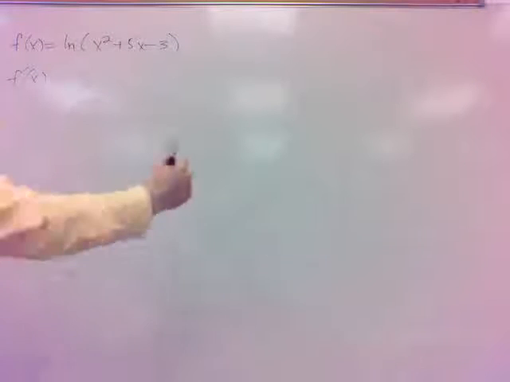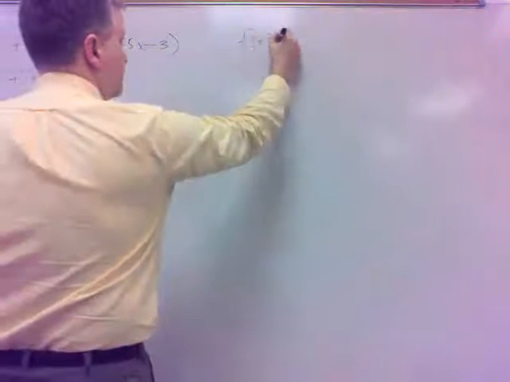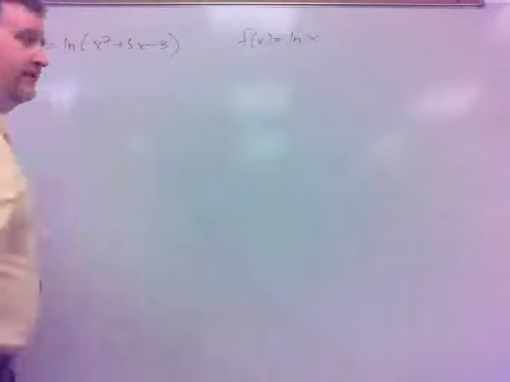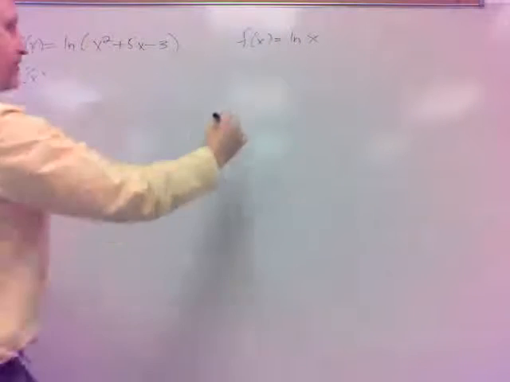All right, let's do our derivative of ln of x squared plus 5x minus 3. So help me out there. What do I know about ln functions? What's just the derivative of the ln of x again? It's 1 over x. The derivative of that's 1 over x.